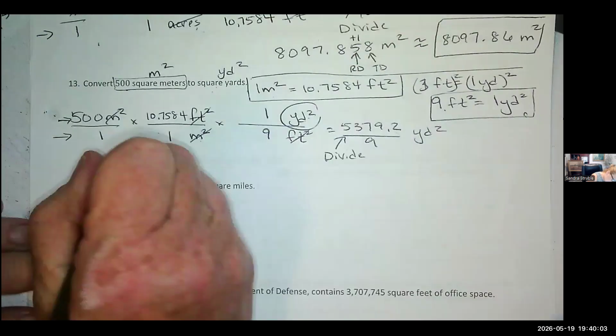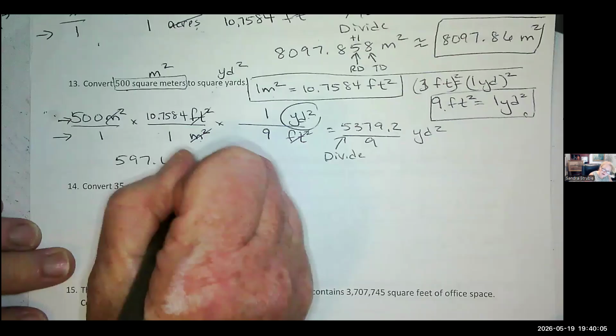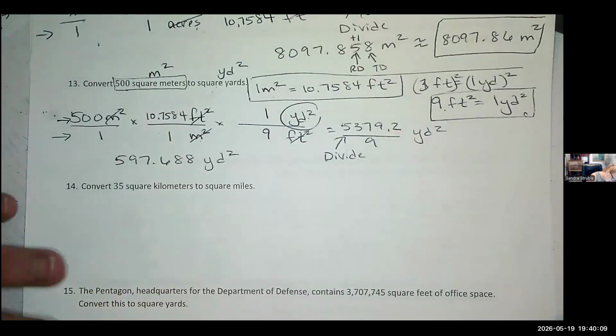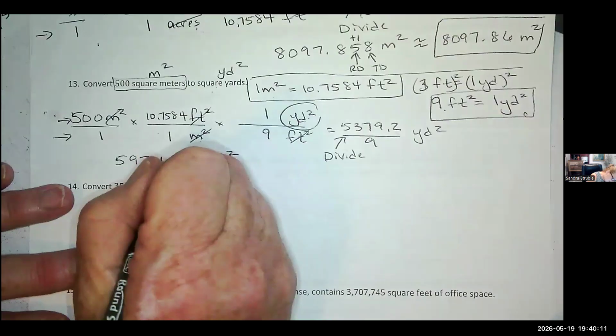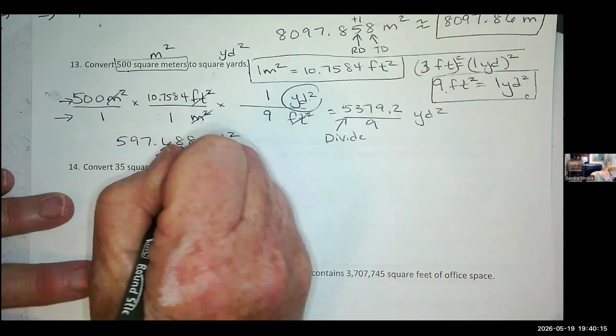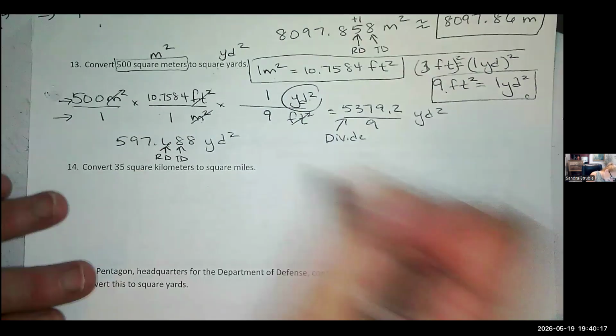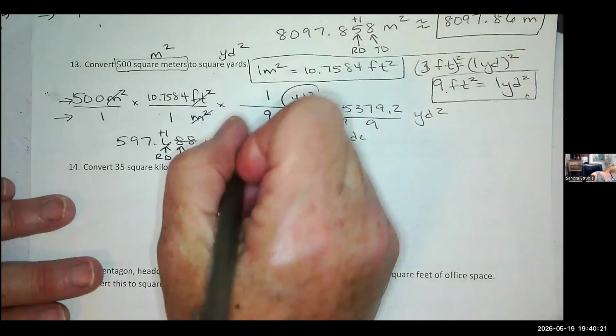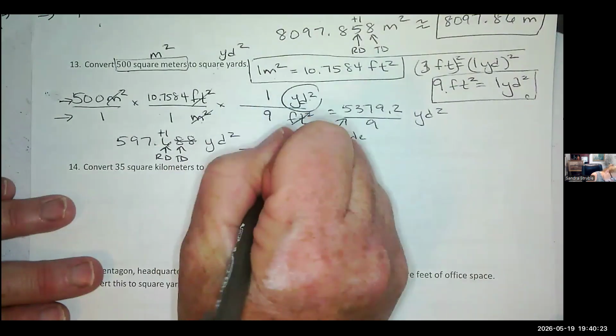And this is yards squared, but I want to round because it's not rounded right now. I'm going to round to the tenths place. There's my rounding digit. 8 is my test digit. It is greater than 5, so I'm going to add 1 to my rounding digit. These others disappear. And my answer is 597.7 yards squared.